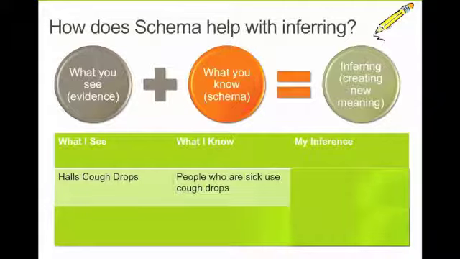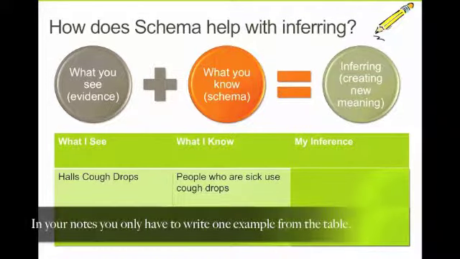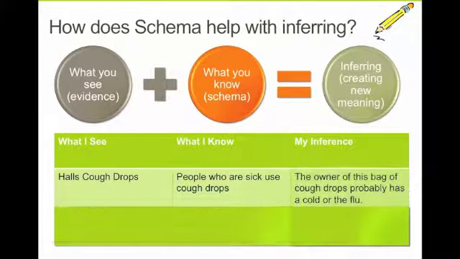So for example, you might see a bag of cough drops sitting on a desk. What do you know? Well, you know that people that are sick, have the flu or the cold, use cough drops. So what's your inference? The owner of this bag of cough drops probably has the cold or the flu. So that's a very basic understanding of how you take evidence plus what you already know and create a deeper meaning. Let's try it again.